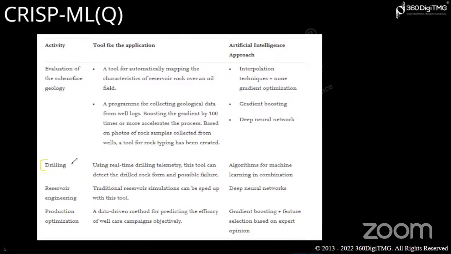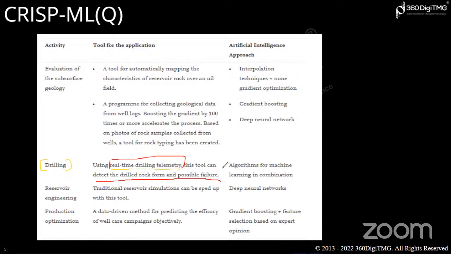Now, in the case of the drilling process, what do we do here? We get the real-time drilling telemetry, right? These are different sensors we are speaking about. This tool can detect the drilled rock form and possible failures.